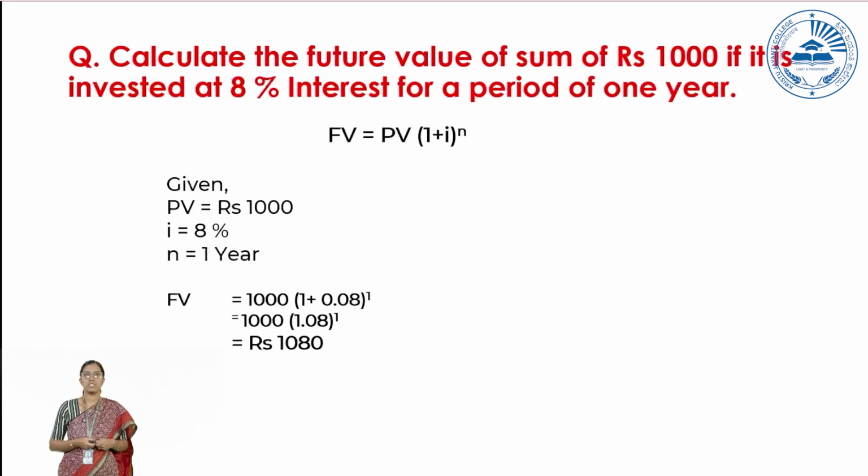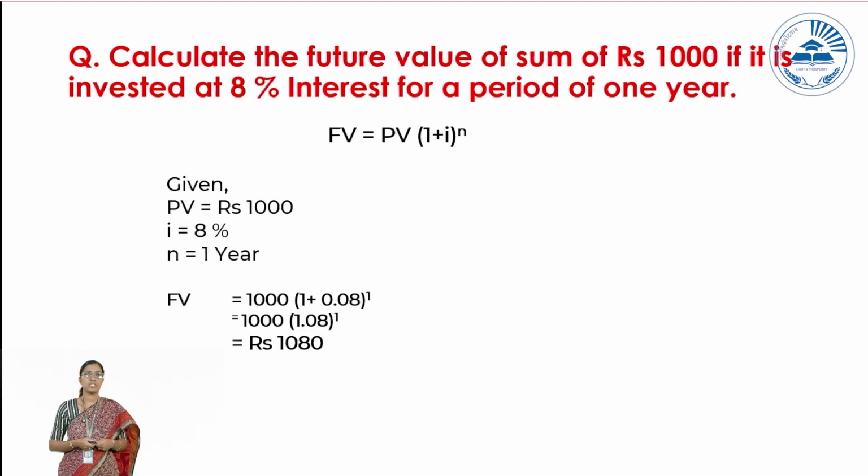I is the rate of interest. In the question it is mentioned that 8% is the interest. So I will be 8% or 8 by 100, that is 0.08. Here the number of years is 1 year. So N will be 1. So given PV is 1000, I is 8% interest, N the number of years is 1 year.